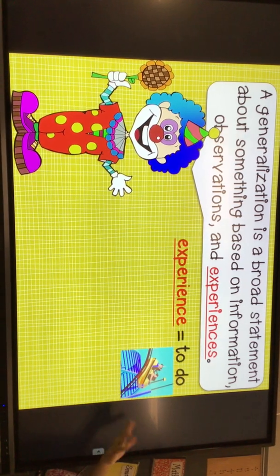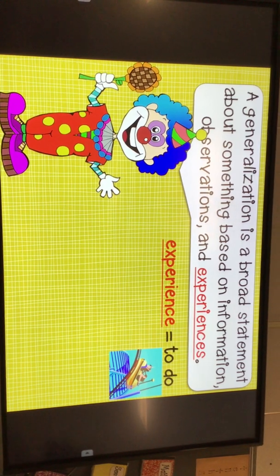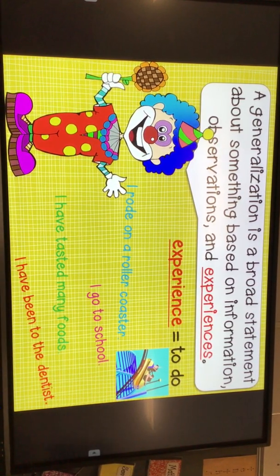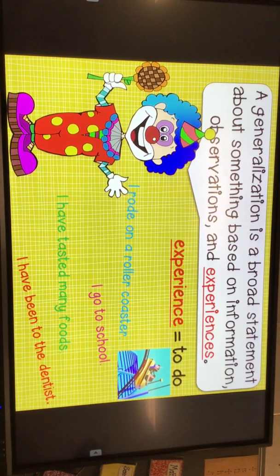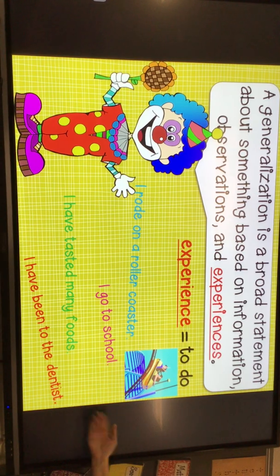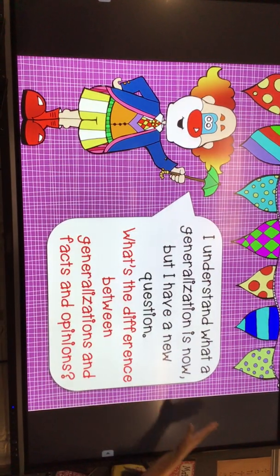A generalization is a broad statement about something based on information, observations, and experiences. What are experiences? That means doing something. Riding a roller coaster. Who likes to do that? That is a visual, something I can observe, rather than I rode on a roller coaster. I go to school. I have tasted many foods. I have been to the dentist.